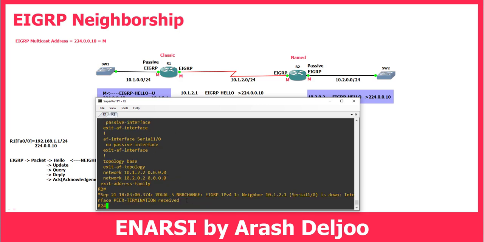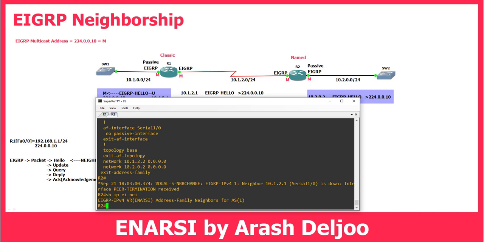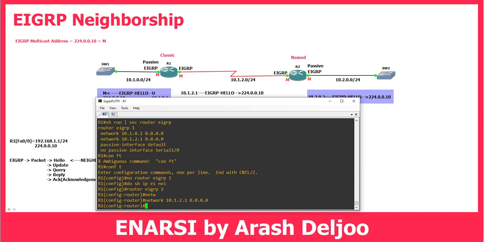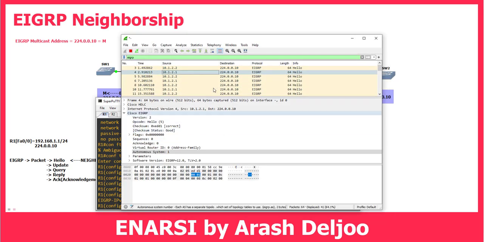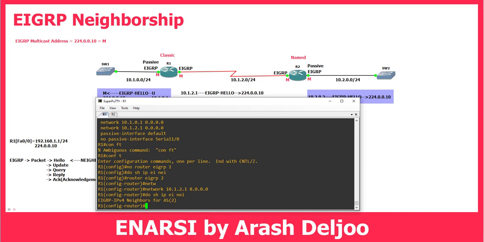As you can see here in router 2, we don't have neighborship. Also, show ip eigrp neighbors. Yes, we don't have neighborship. And also in router 1, do show ip eigrp neighbors. In the capture also, you can see that the AS number we are advertising from router 2 is 1, and from router 1 is 2. Because of that, as you can see here, we don't have neighborship. Because of that, this is the first requirement.